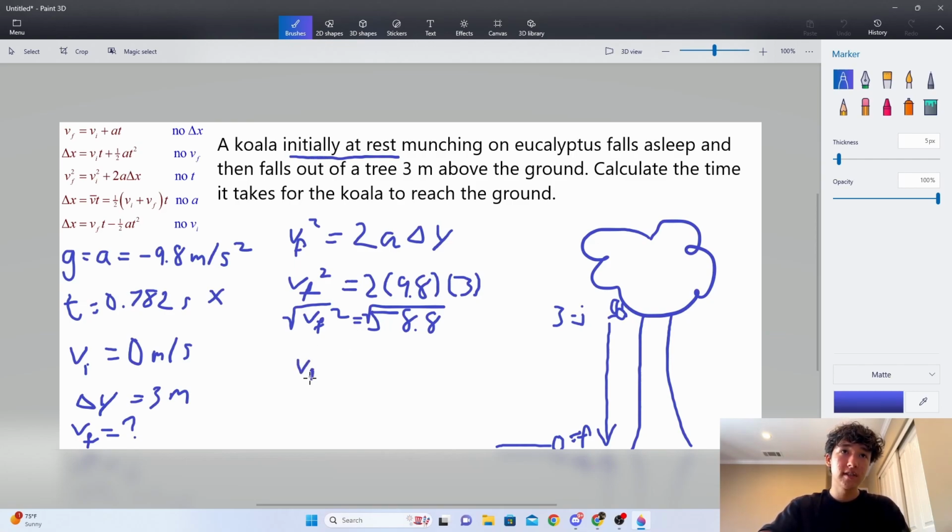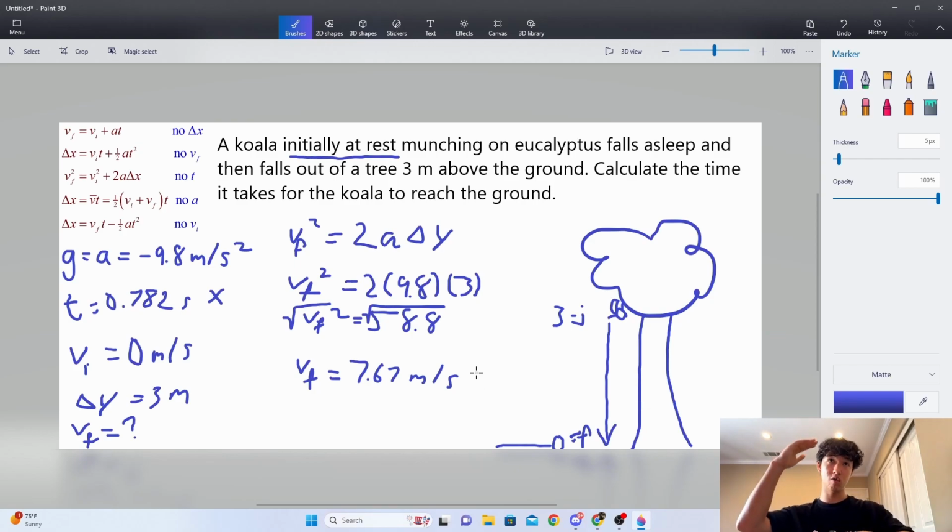Now, this is how we get our V of F, which is just equal to the square root of 58.8, which is 7.67 meters a second. And that is the velocity it is going down, so right before it hits the ground.